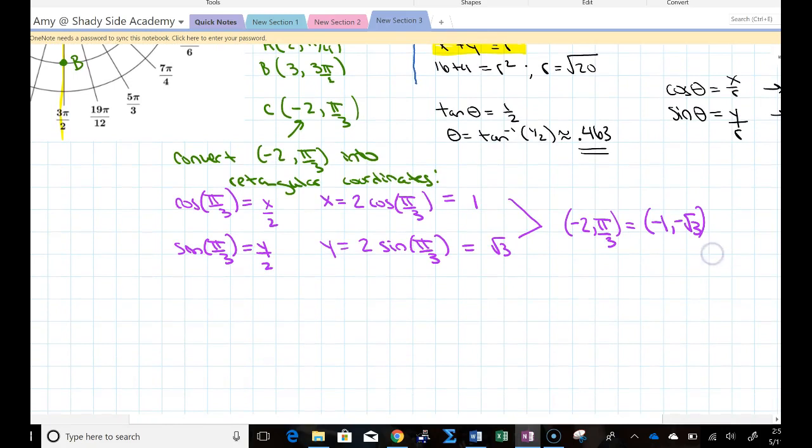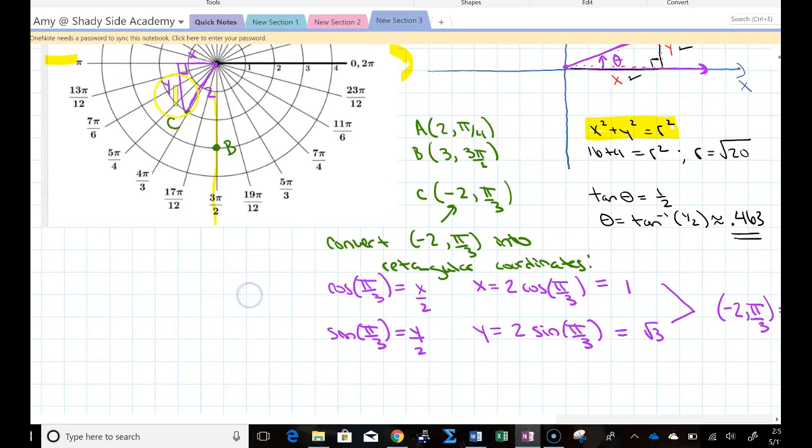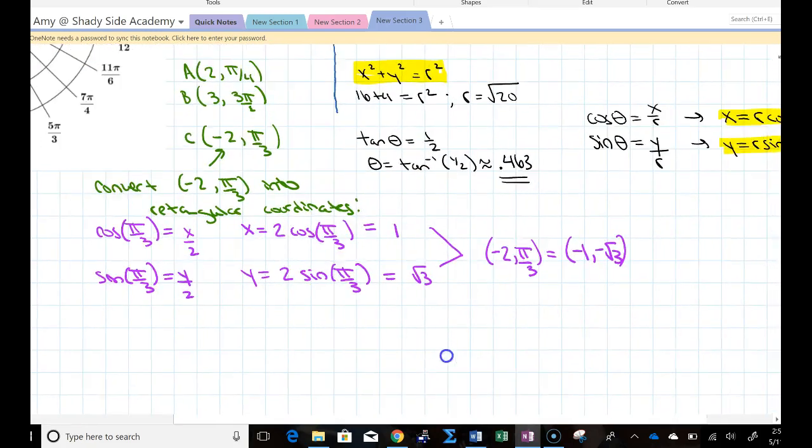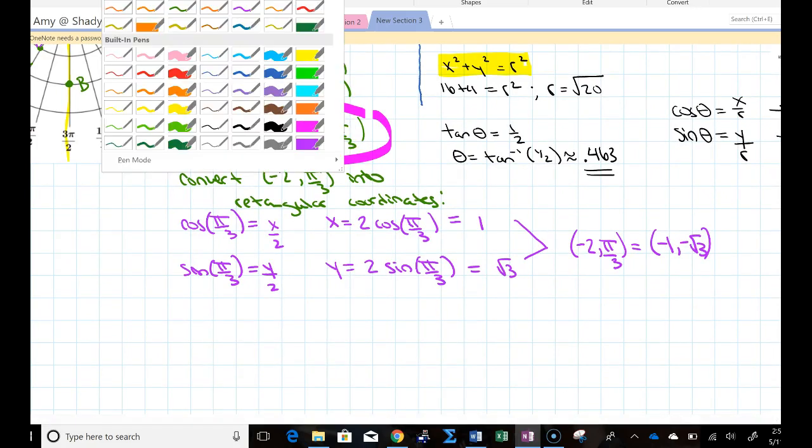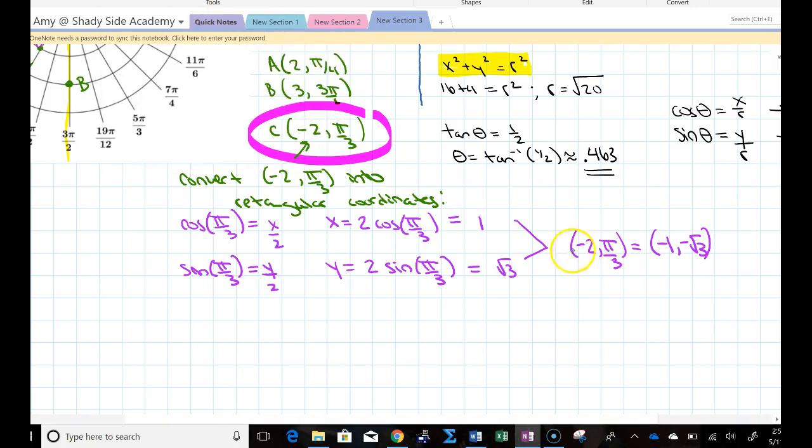Let's say I didn't want to do this drawing at all, and you're wondering, could I use this shortcut with this point here? We're working with point C. r is negative 2, theta is pi over 3. If I just use those conversions, will I get the correct x and y coordinates without having to clumsily think, okay, I'm in quadrant 3, so this has to be negative and this has to be negative? Here at point C, r equals negative 2 and theta equals pi over 3.